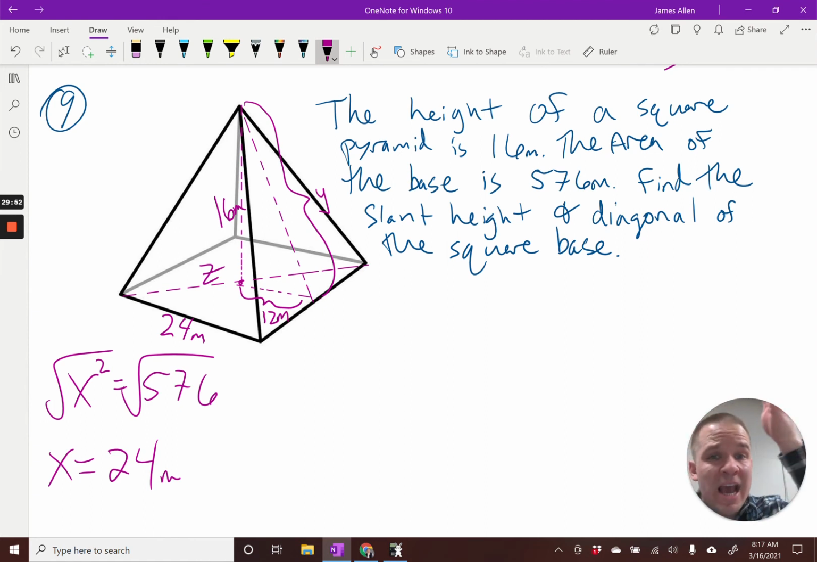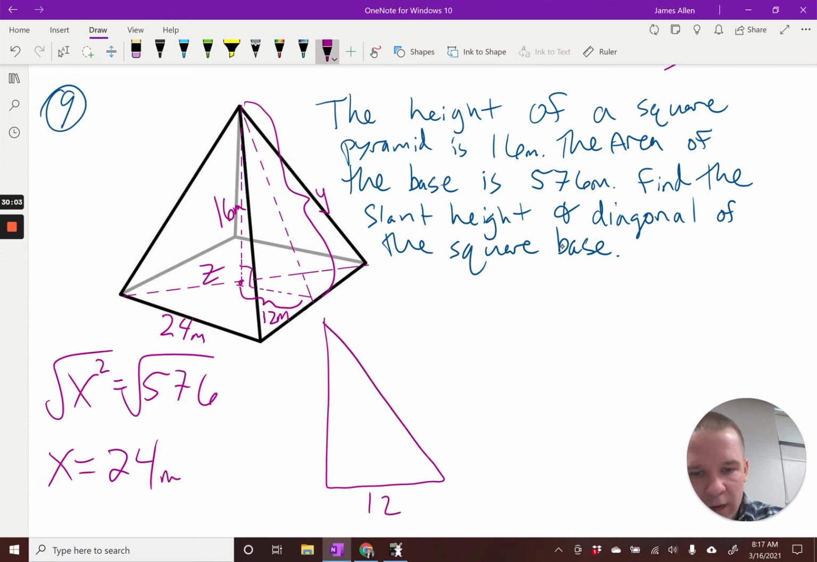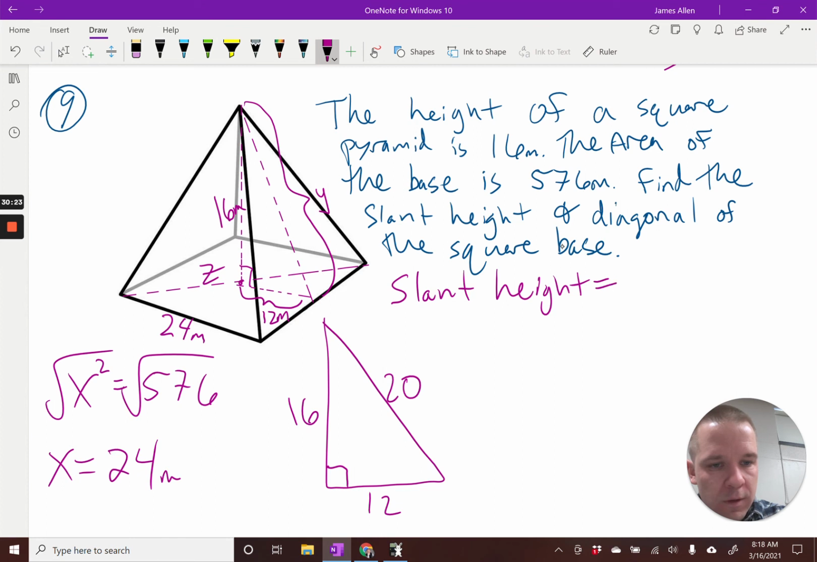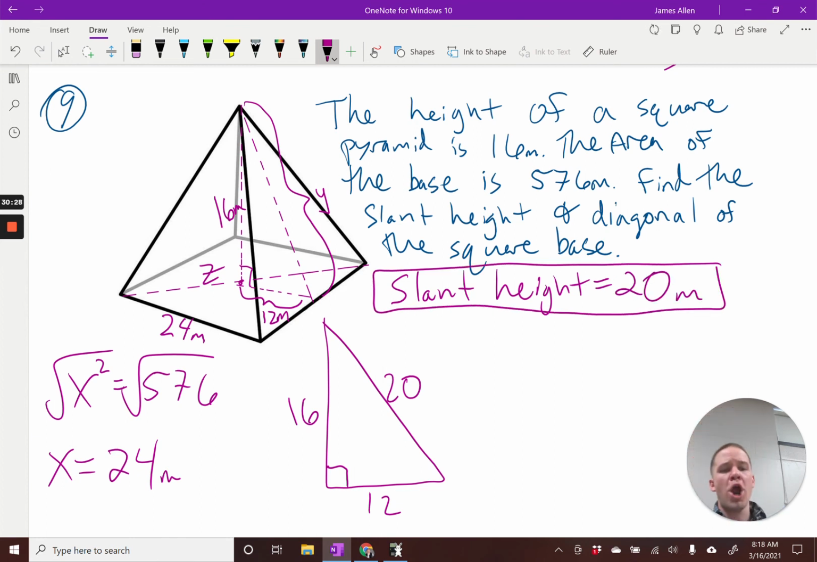And guess what? The height is perpendicular to that center of the base, so that's a right angle. That's a right triangle. So what I'll often do is I will then redraw this 12, right angle, 16. Do you see it? Divide those all by 4. I get 4 and I get 3. This is a 3, 4, 5 triangle that has been multiplied by 4. 5 times 4 is 20. So my slant height is 20 meters. 3, 4, 5 triangle for the win.